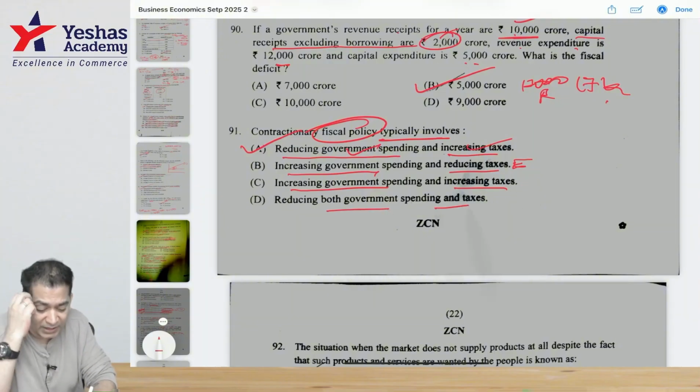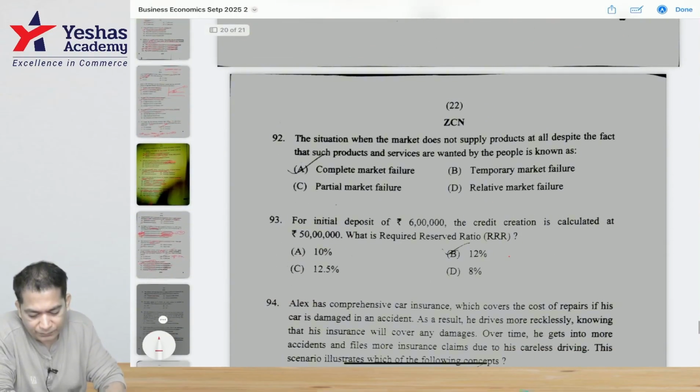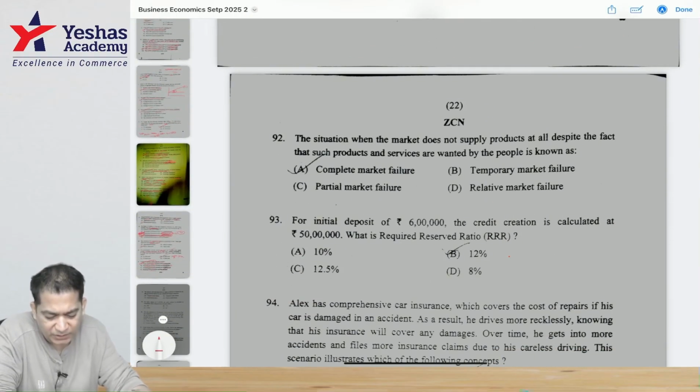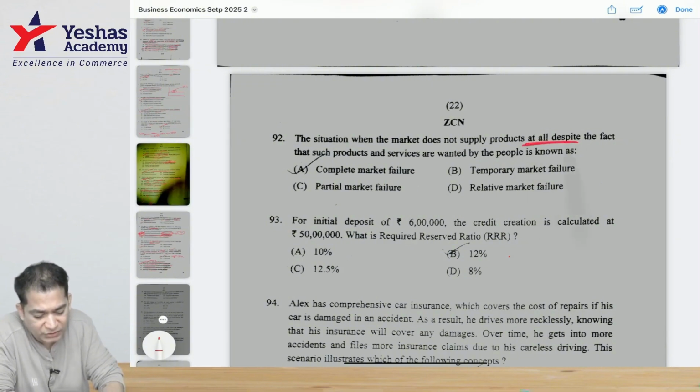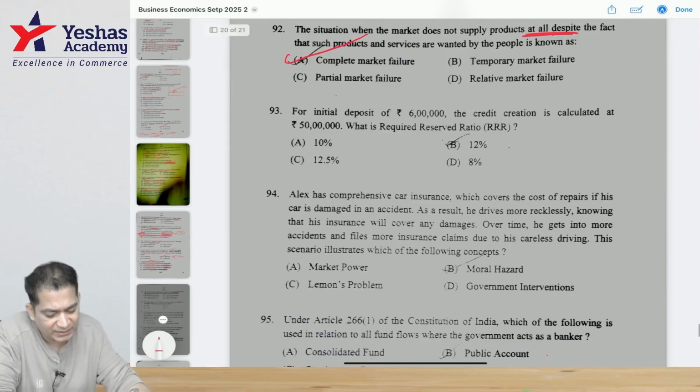Reducing government both spending and taxes. Again, one will neutralize another. A is the answer. The situation when the market does not supply a product at all, despite such products and services being wanted by the people, is a complete market failure, where the market is not providing anything at all.